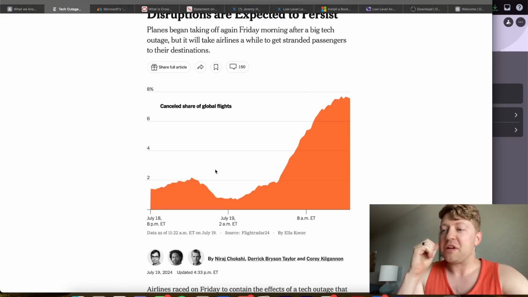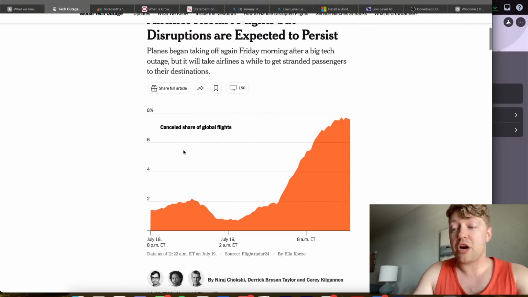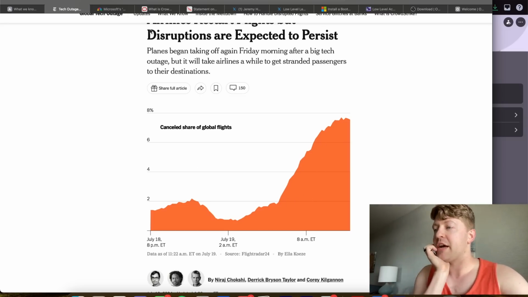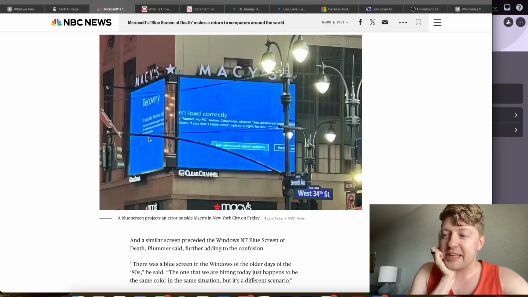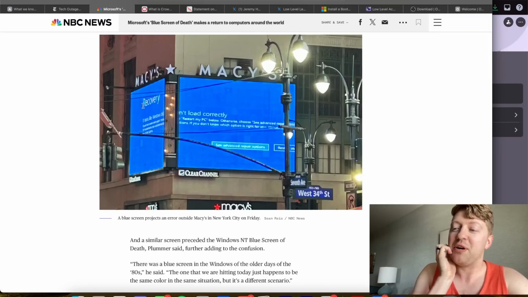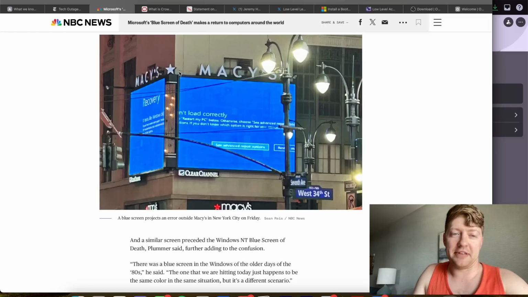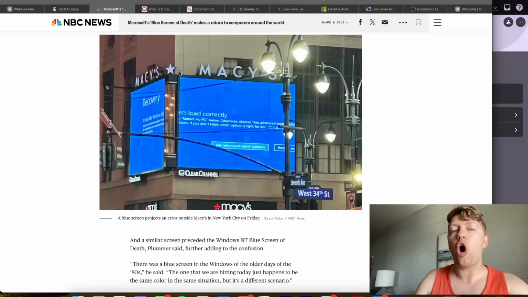Another one here, you can see the canceled share of global flights across the entire world, peaking at about 8 a.m. this morning Eastern time. And here in Times Square, you have the Macy's sign with a "please reboot Windows, we did not recover correctly." So what actually happened is this software called CrowdStrike failed to load all across the world.